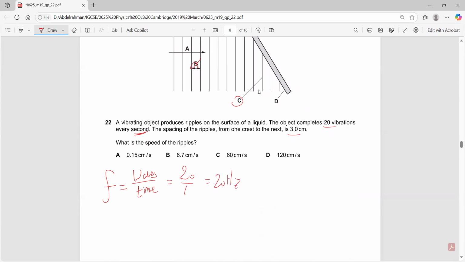And now you have the spacing from one crest to the other as 3 centimeters, which is the wavelength. So you have frequency and wavelength. Speed equals wavelength times frequency. 3 times 20, which is 60 centimeters per second.